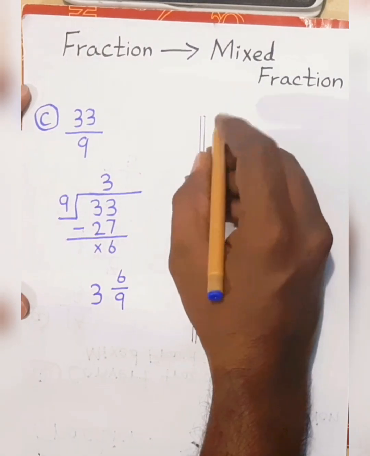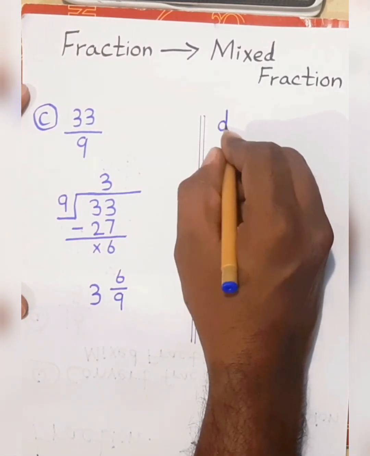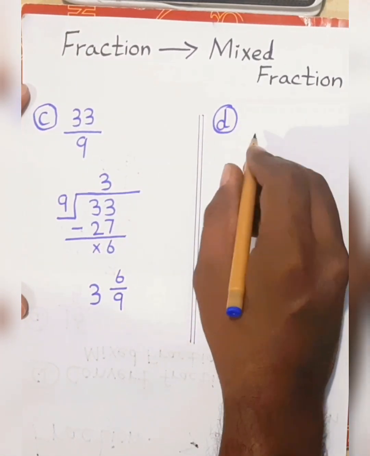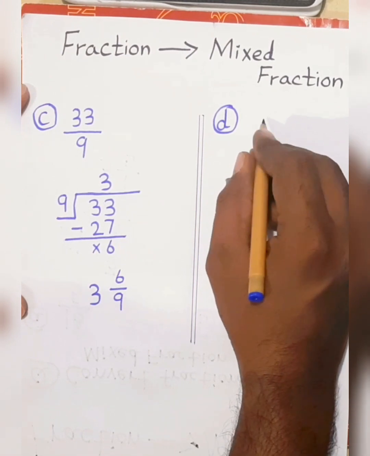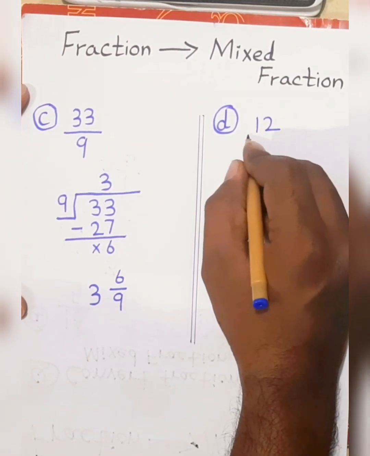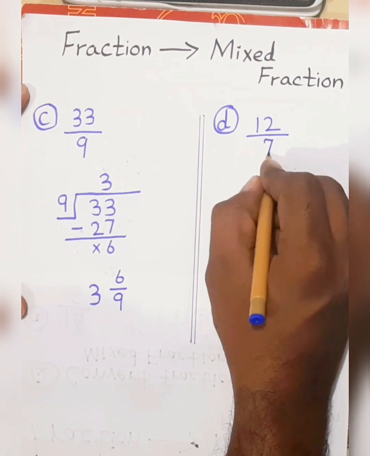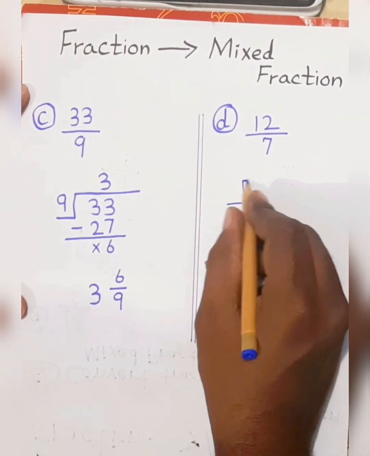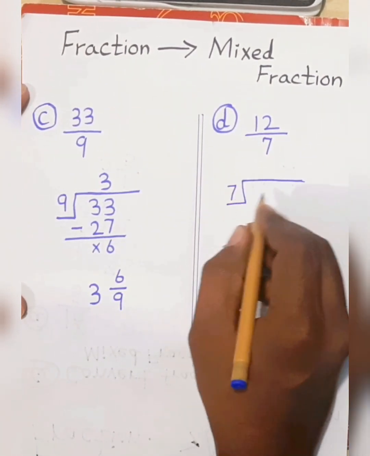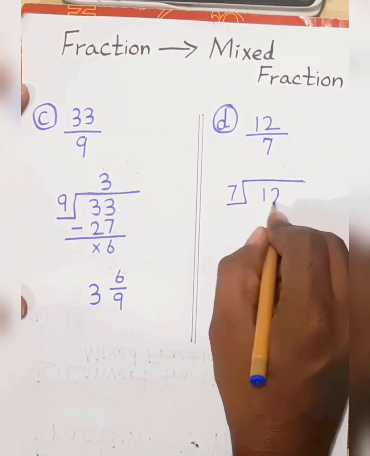Okay, now it's time for D. I hope you are enjoying the lesson. So 12 again is the numerator and 7 is the denominator. So again we have to make the structure. 7 is outside and 12 is inside.